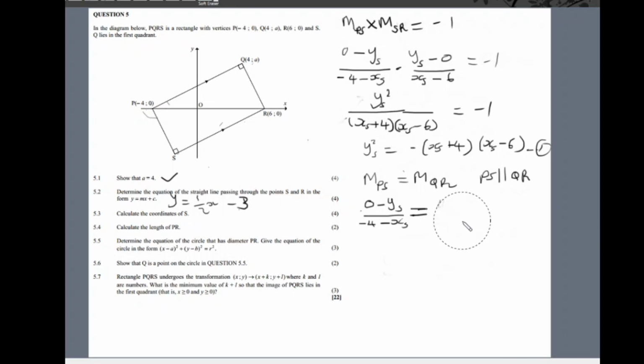Okay, so we're going to have 4 divided by minus 2, which will give us minus 2. So this will be equal to minus 2. Right, and then now we can say from this, y at S will be equal to minus 2.